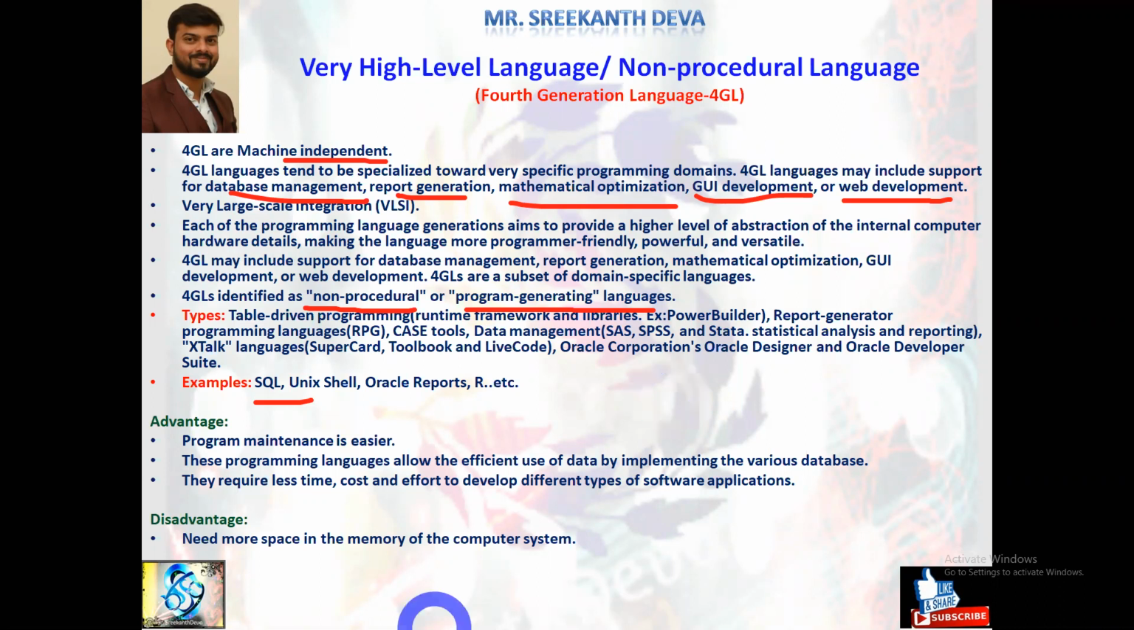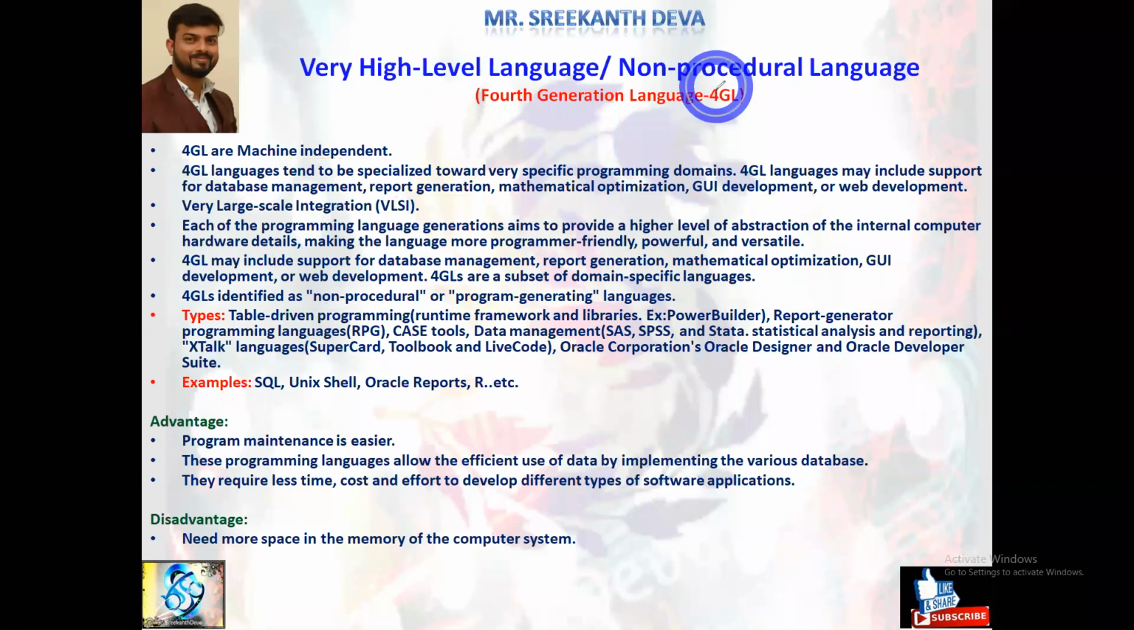Some limitations: programs developed in fourth generation languages are executed at a slower speed as compared to earlier generations. The programs developed in fourth generation languages need more space in the memory of the computer system. These are the limitations. Simply remember: machine independent, non-procedural languages, where we can develop especially databases, like database management, statistical analysis and reporting. Simply we can call them non-procedural languages.